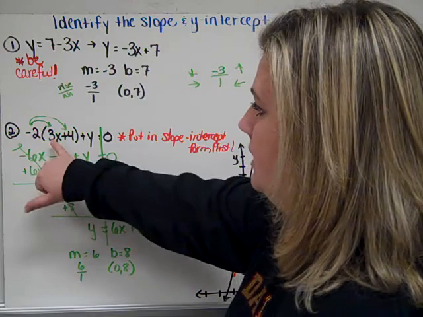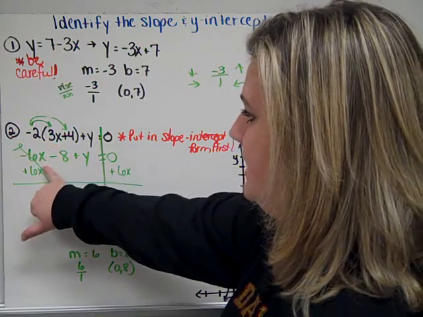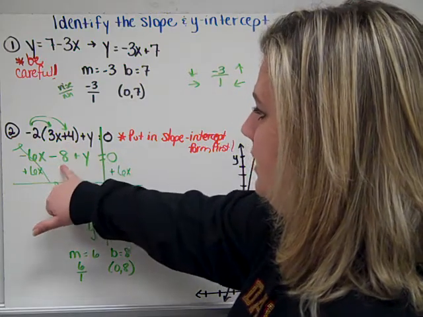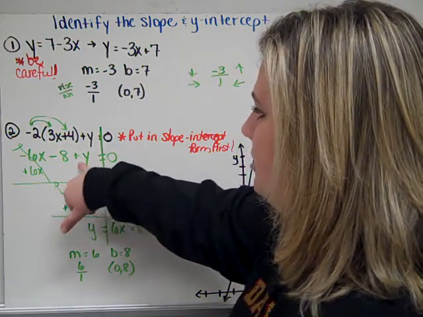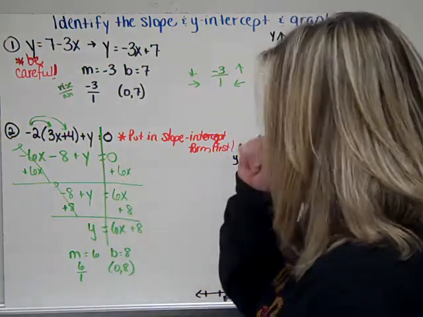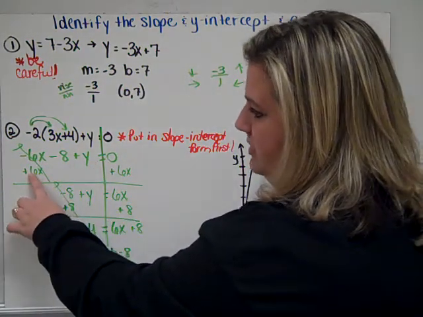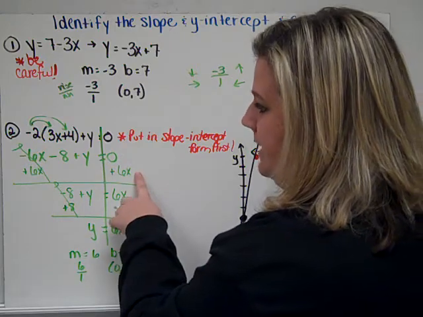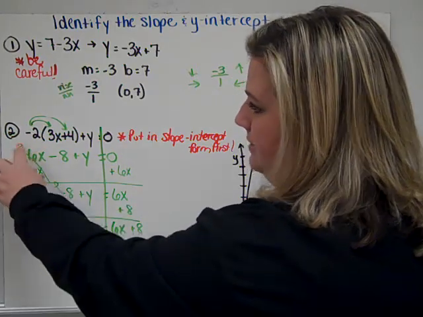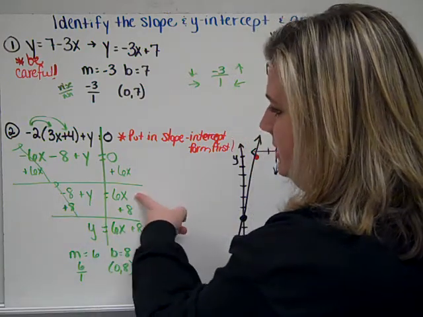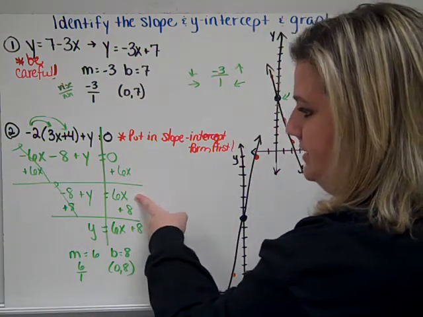So negative 2 times negative 3x is negative 6x. Negative 2 times positive 4 is negative 8. And then bring down the plus y equals 0. So remember, we're going to isolate y. So we're going to bring the x term over to the right-hand side. So when I add 6x, that adds up to 0. Negative 8 plus y comes down. And then the 6x comes over here on the right-hand side.